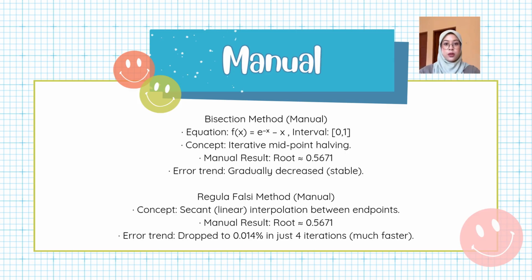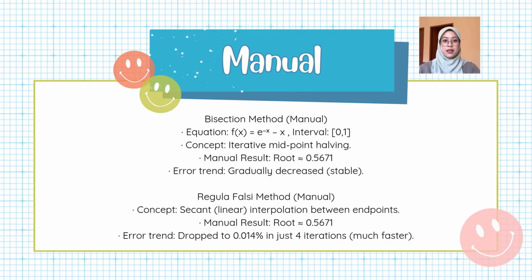We started with manual calculation. For the equation f(s) = e^(-s) - s over the interval 0 to 1, using the bisection method, we repeatedly halve the interval based on the sign change. The process was steady and reliable. We achieved a root of approximately 0.5671 with the error decreasing consistently at each step.